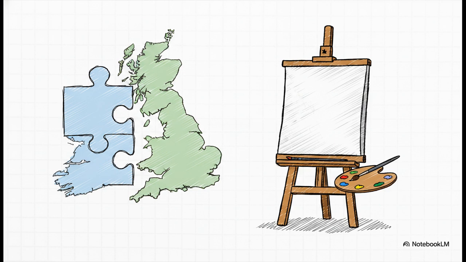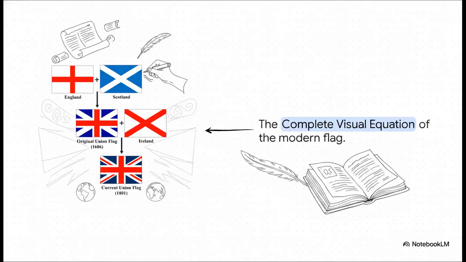This major political shift absolutely required a brand new flag design, and the College of Arms was put to the task. What the College of Arms did was take the existing 1606 flag, which already combined England and Scotland, and they layered the red diagonal cross of St. Patrick right on top of it. This complete visual equation created the modern composite banner we all recognize around the world today.